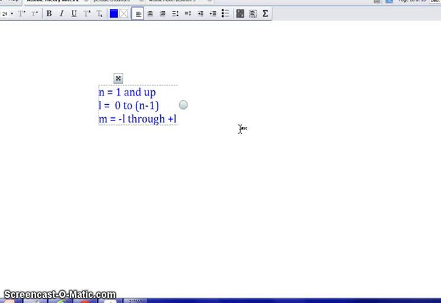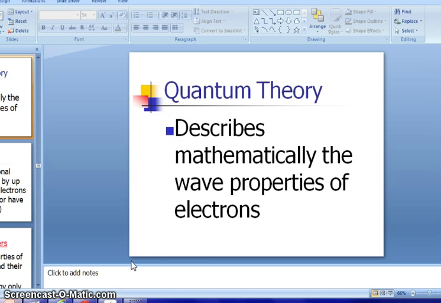So it's kind of like on your number line. If l is equal to 2, then m would be negative 2, negative 1, 0, positive 1, positive 2. So whatever the value for l is, m starts at negative that number and goes all the way up your number line to positive whatever that value of l is. The final one is s, and this only has 2 values, positive 1/2 or negative 1/2. So that's what should be in the box entitled The Rules.